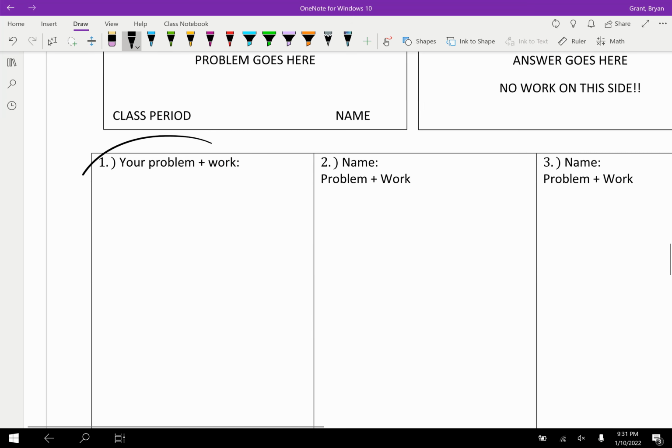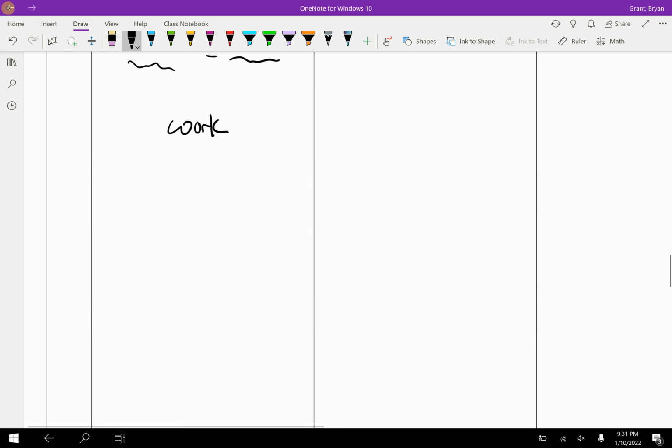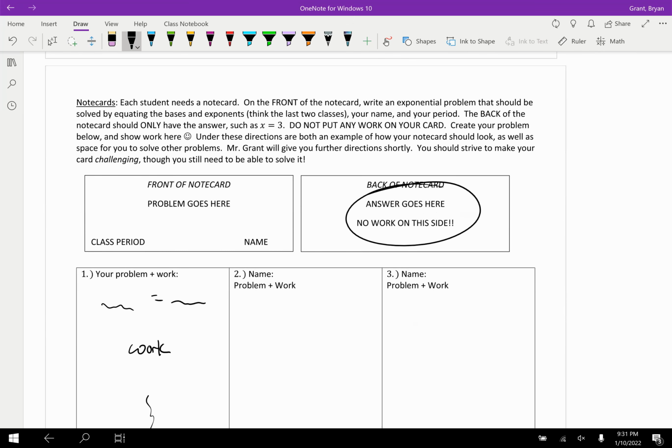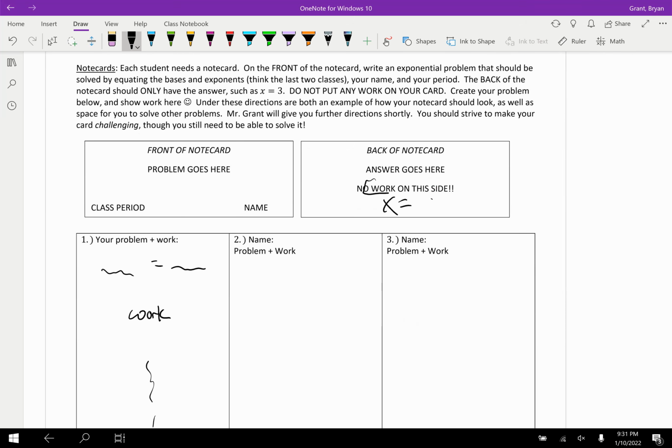Then, down below on this piece of paper, you're going to write your problem again. You're going to write whatever your problem is equals whatever over here, and then you're going to do all the work on your paper. Work, work, work, and we end up with whatever x equals. Once you find that answer, it's going to go on the back. It's going to be x equals something, no work. We don't want any work on the card, just a problem, period name, and the answer.